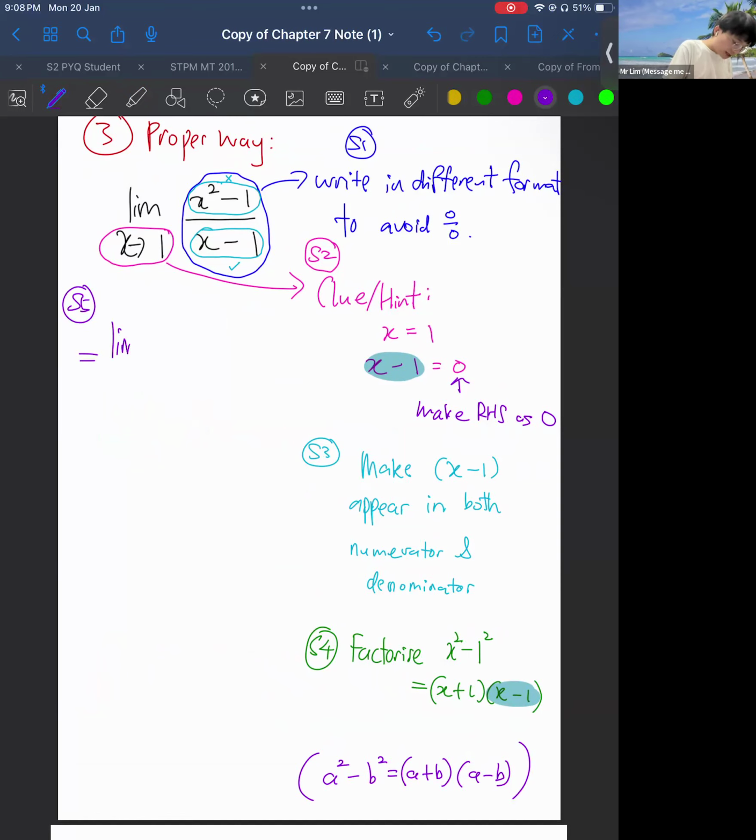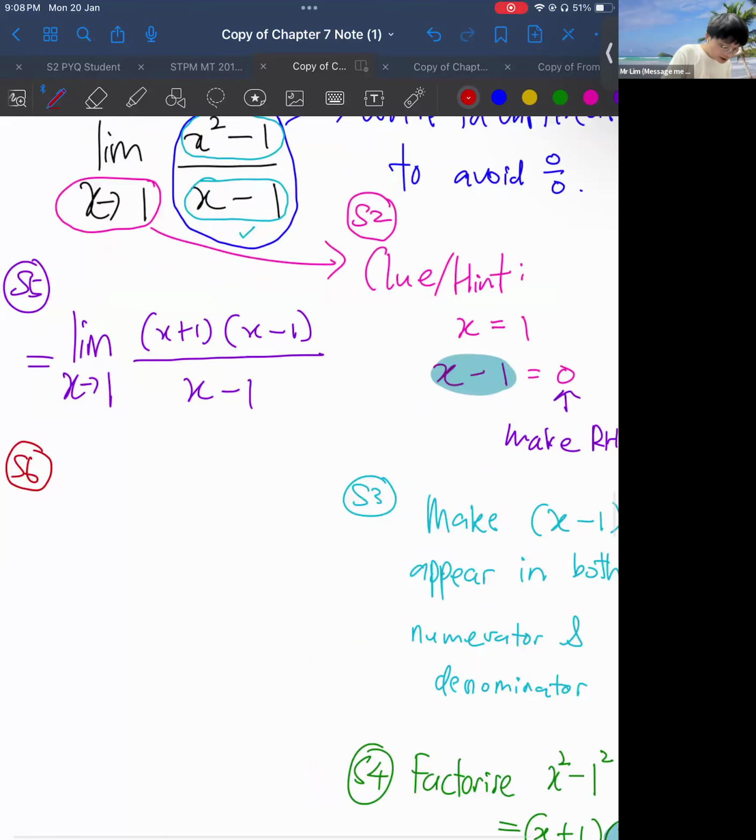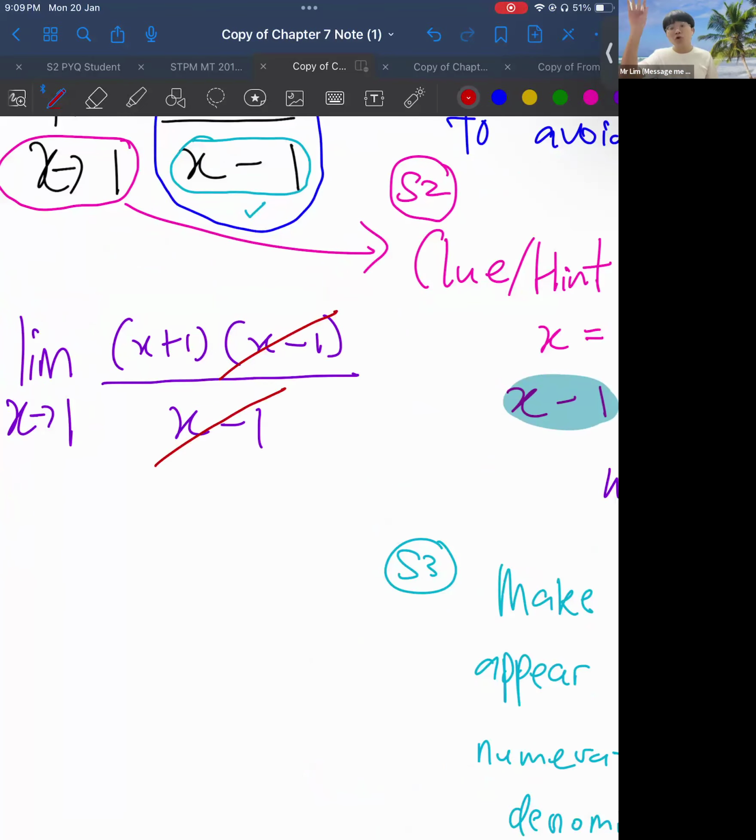Limit equal to... Okay, everything remains the same, but you need to change your numerator. X approaches 1. X minus 1 is the same, but x squared minus 1, you already factorized to x plus 1, x minus 1. Okay? Now, step 6, the key step is you cut. You already see the same thing? Cut this one, cut this one. It appears in both numerator and denominator, so you can cut. Can cut.